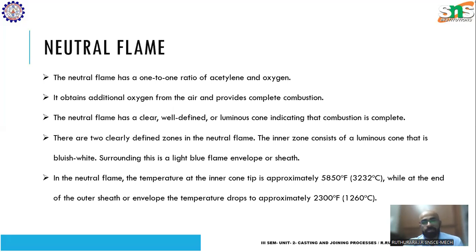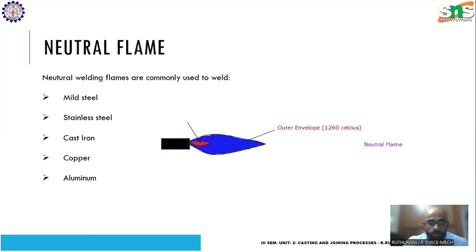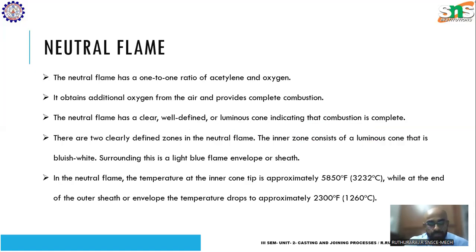neutral flame. So neutral flame is actually a flame which has equal ratio of oxygen and acetylene. This is how the neutral flame will look. It has a very small red envelope and a large blue envelope. This type of flame is predominantly used for gas cutting, and it can also be used for welding.